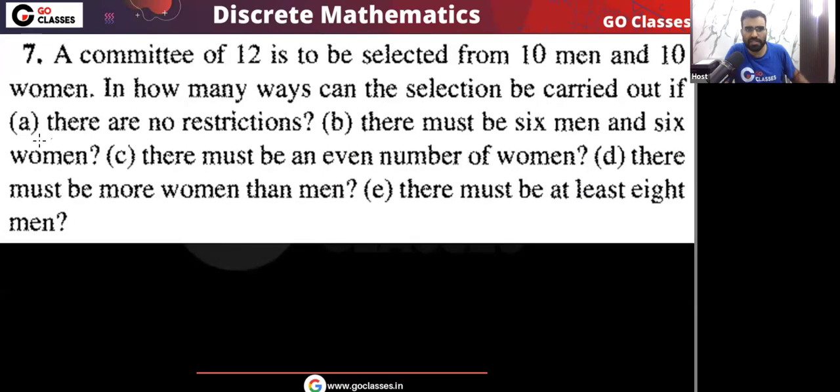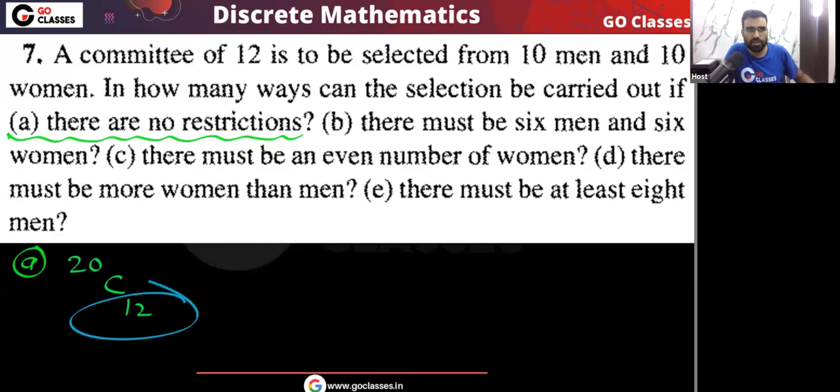Let's solve the first part, that is, there is no restriction. So we want a committee of 12 people from 10 men and 10 women. What will be the answer for part A? Part A is saying that there are no restrictions. If there are no restrictions, then it simply means that there are total 20 people and we want to select 12. So in part A, the answer will be 20C12 because there is no restriction. We have total 20 people, 10 men, 10 women, and from these 20 people we want to select 12 people for the committee. So this will be the answer for part A.